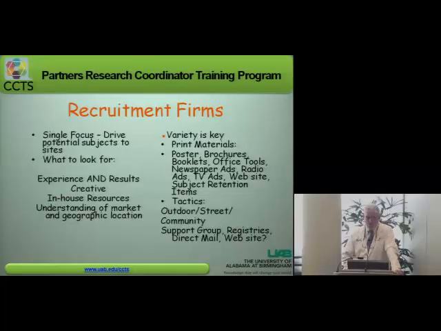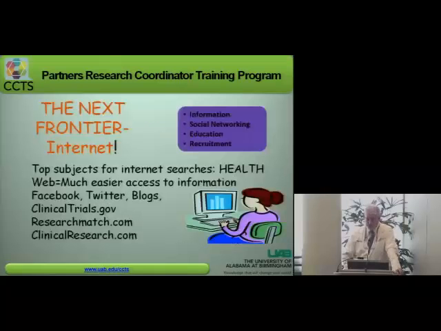Okay. Recruitment firms, most of the time, I've never used them much in any aspect, usually using your clinical base of patient load. It gives you enough patients. You don't really have to look. Now, if you're looking at a phase 1 for healthy individuals, sometimes you might consider using a recruitment firm.